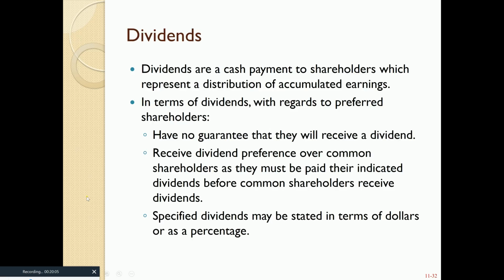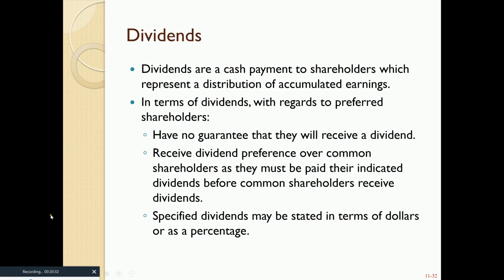All right, let's talk about dividends. A dividend is a distribution. It's a cash distribution to shareholders. For preferred shareholders, there's no guarantee ever that they'll receive a dividend, but they do indeed receive preference over the common shareholders. If they're cumulative, that means they're going to accumulate from year 1 to year 2 to year 3 until the payout is caught up.